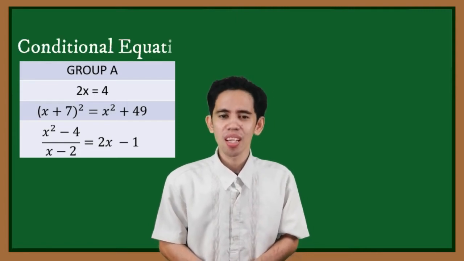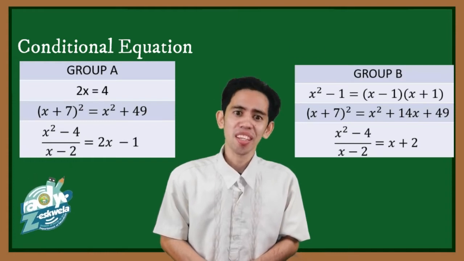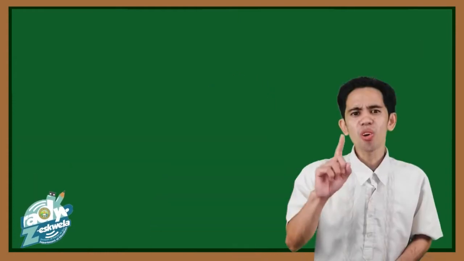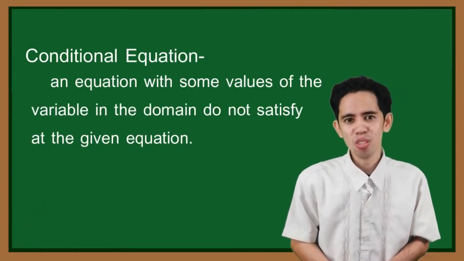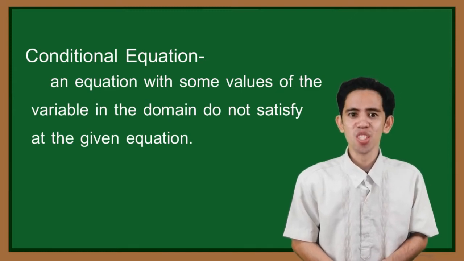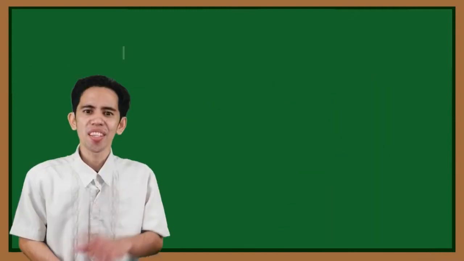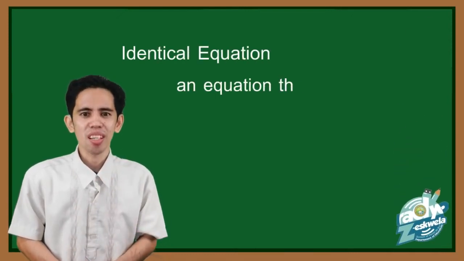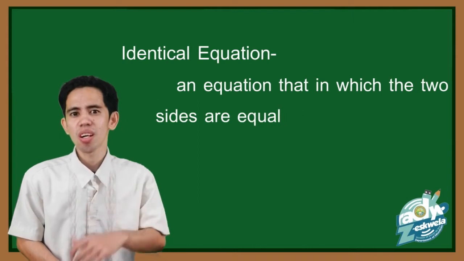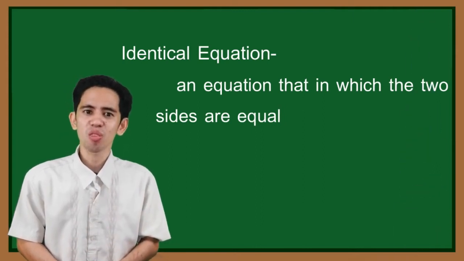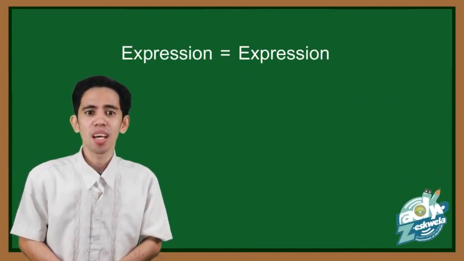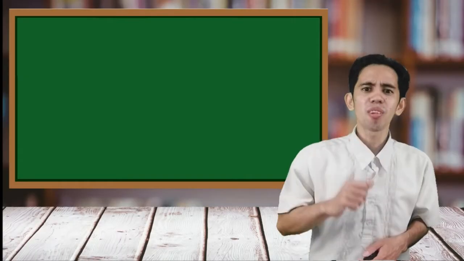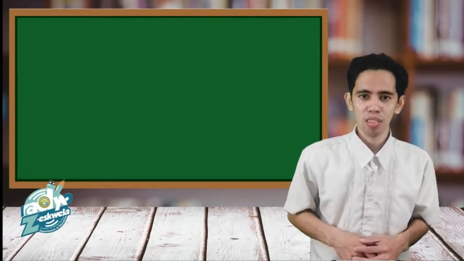Group A is considered as conditional equations, and group B is the identical equations. A conditional equation is an equation in which some values of the variable in the domain do not satisfy the given equation. For an identical equation, it is an equation in which the two sides are equal. To make it easier to understand, when both sides of the equation are equal, then it is said to be an identical equation.